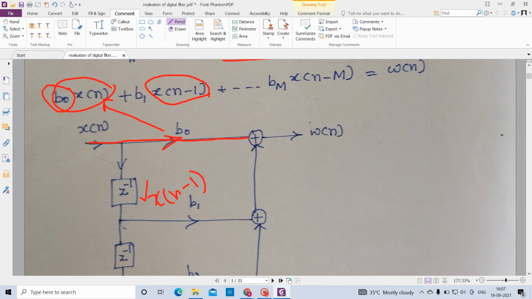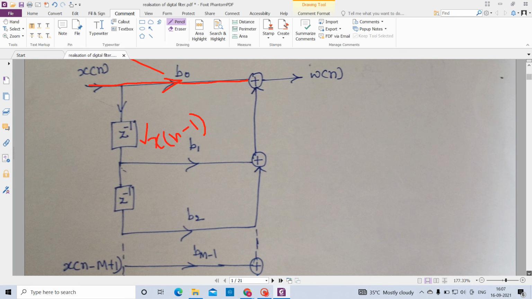If the delay element is x of n minus 2, I have to add one more element, right? So it becomes, this is z inverse. It shows n minus 1, the first delay element. This is the second delay element. So how can we represent x of n minus 2? This is one delay element, and this is the second delay element.